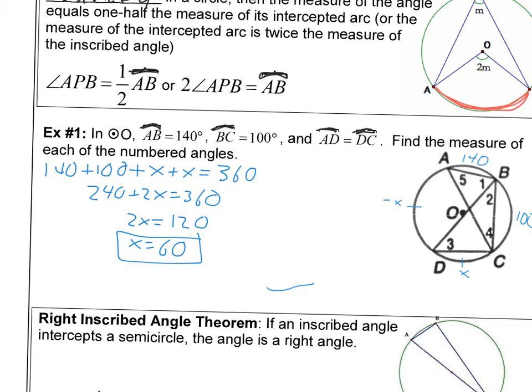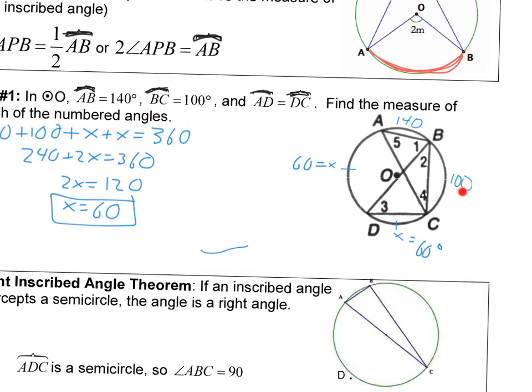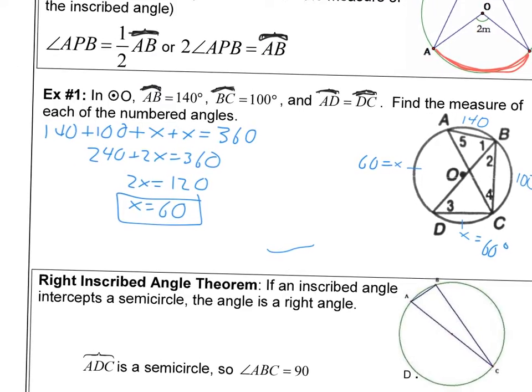Again, I know it doesn't look like it. These numbers are just kind of made up, but that's what it is. And we could check our math here. Does this add up to 360? Well, 100 plus 140 is 240, plus another 60 is 300, plus another 60 is 360. So yes, this is all correct. Now, what does it want us to do? It wants us to find the measure of each of the numbered angles.